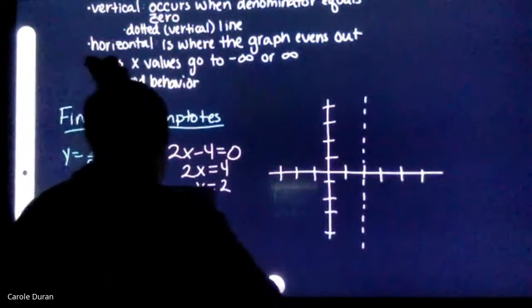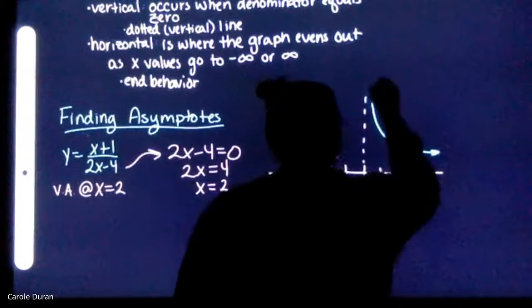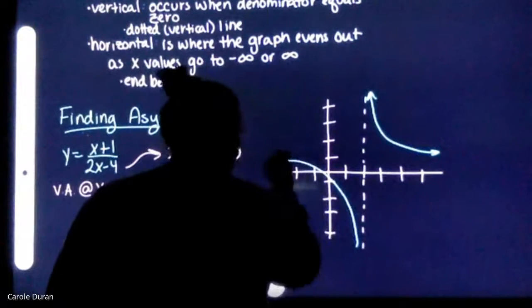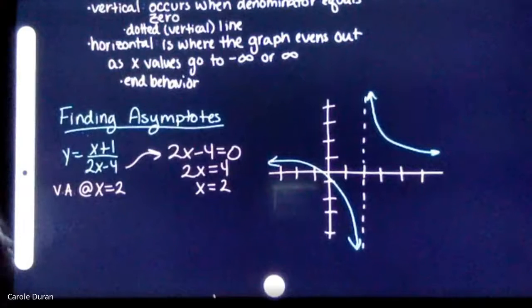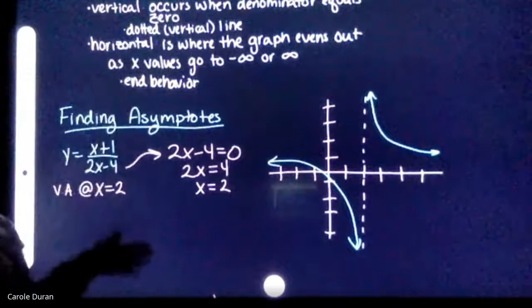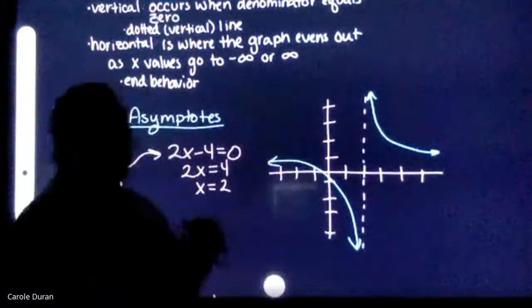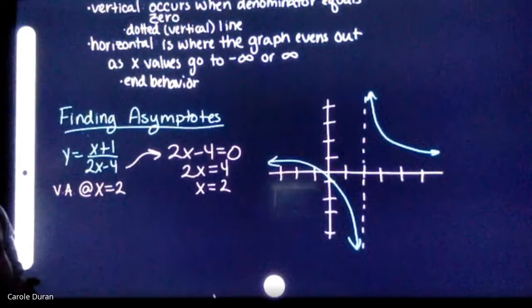If we were to graph this, it would look something like this. So it's really easy to tell where the vertical asymptote is, first because we calculated it, and second because it's that dotted line where my graph splits and goes different directions. But this also has a horizontal asymptote, which is a little bit harder to identify.